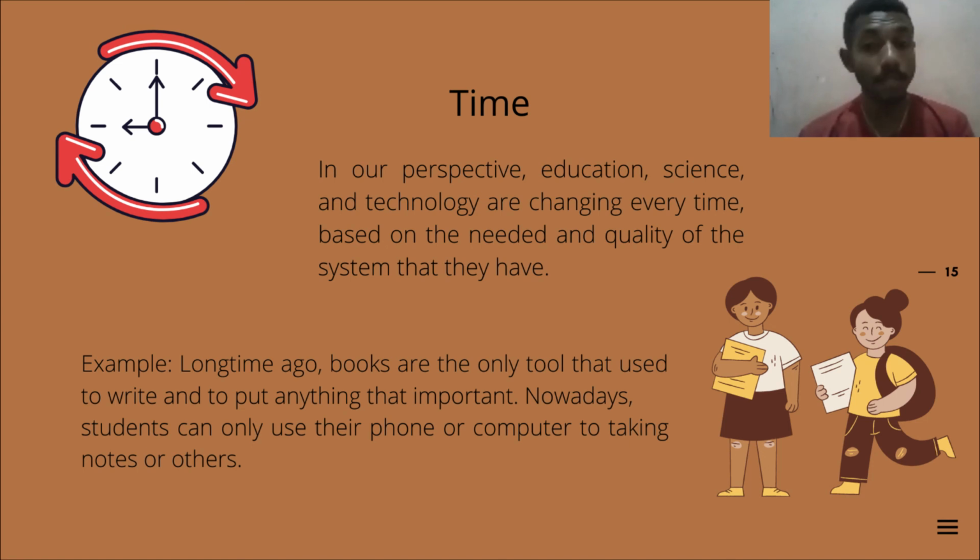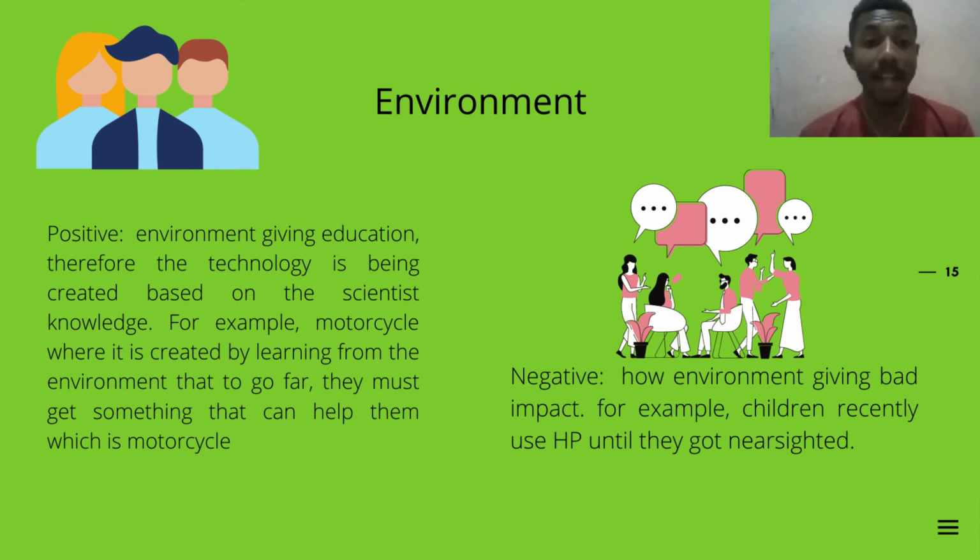Next is environment. Environment has two impacts, which are positive and negative. A positive environment gives education. Therefore, technology is created based on the scientist's knowledge. For example, the motorcycle was created by learning from the environment: to go far, people needed something to help them, which is the motorcycle. Now is the negative: how the environment gives a bad impact. For example, children nowadays use handphones until they get nearsighted.